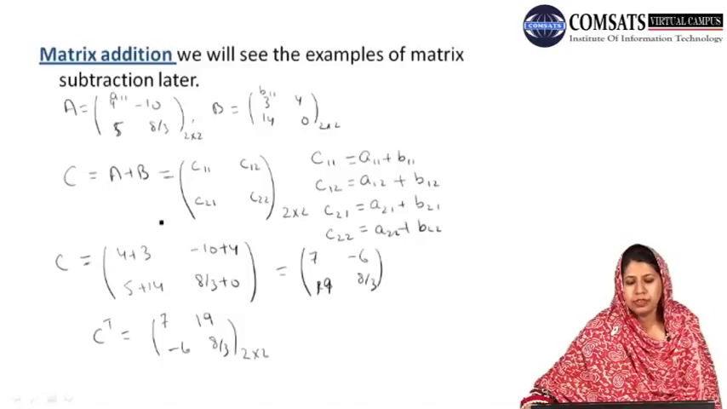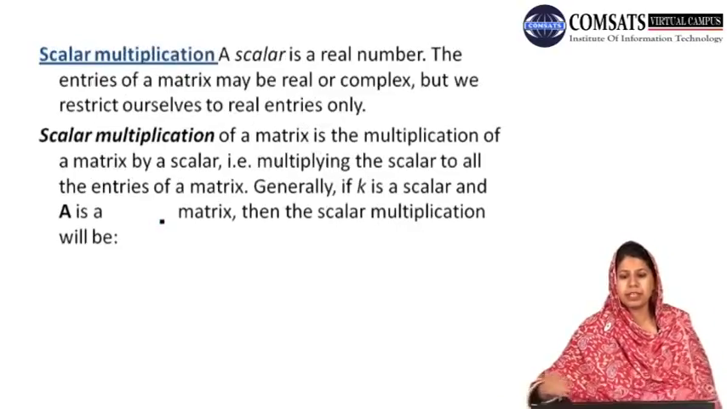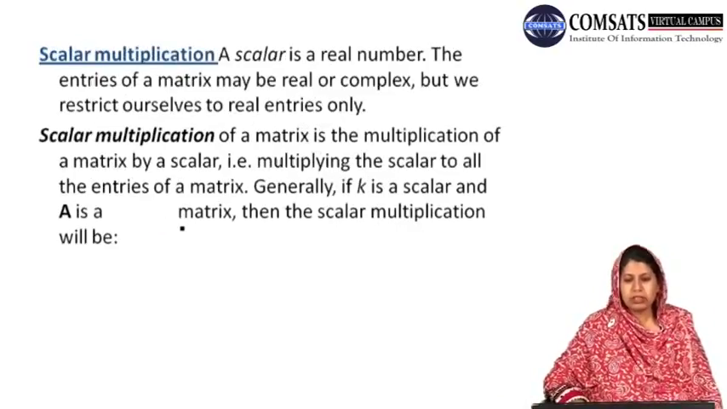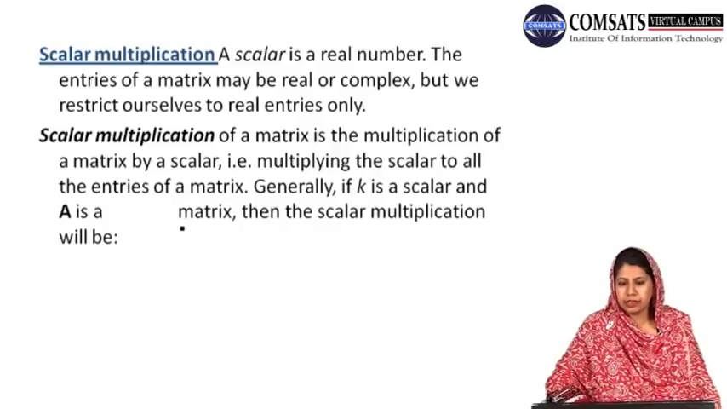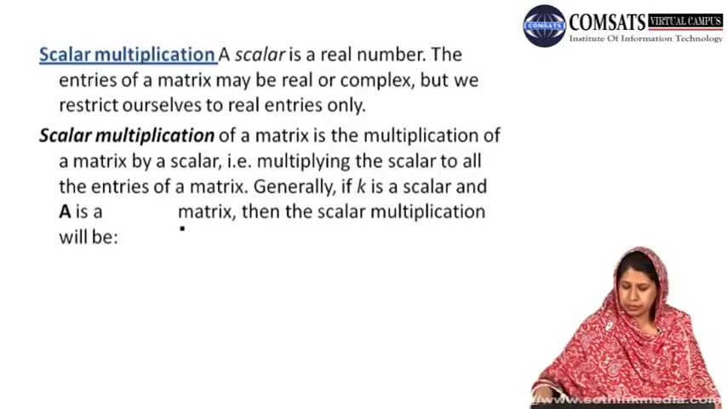Now we want to see what we mean by the scalar multiplication of a matrix. A scalar is a real number, and so far the matrices we have seen have entries as real numbers, but a matrix may have entries real or complex. There is no restriction, but we are restricting ourselves only to the real entries. So scalar multiplication of a matrix is the multiplication of a matrix by a scalar, that is, multiplying the scalar to all the entries of a matrix.